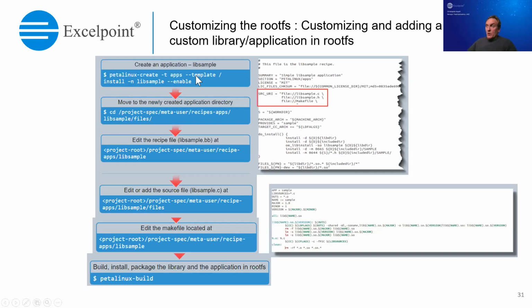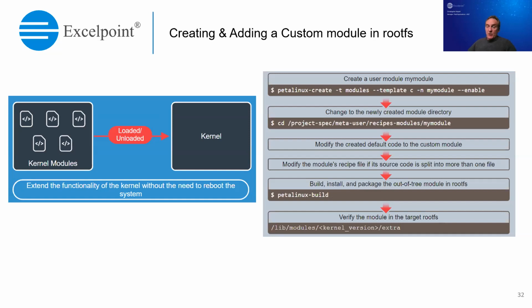Kernel modules: you can also create and add custom modules in the root file system. Kernel modules are pieces of software that can be loaded or unloaded on demand, and that extend the functionality of the kernel so that you don't need to reboot the system. In order to do that, you can create a user module. So rather than creating an application, in this case, you create a module using petalinux-create -t modules. Here it's called mymodule.